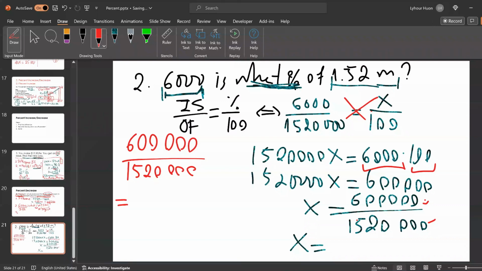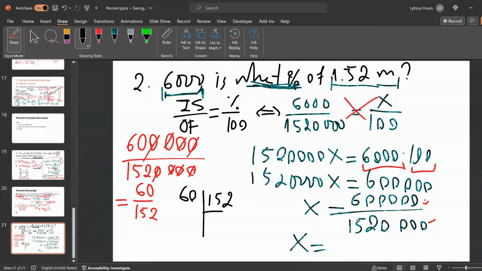Now when we have many zeros, we can cut down the zeros at the end. Now we have 1, 2, 3, 4 zeros and 1, 2, 3, 4. Can we simplify like this? Yes, and then it becomes 60 over 152. Then the number is quite easier. So now 60 divided by 152, we cannot divide, right? So we add 0 and we have 0 point.